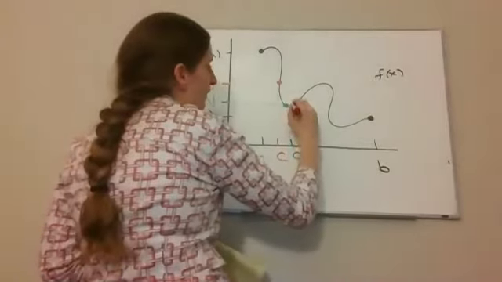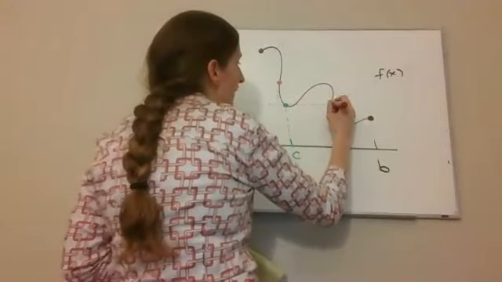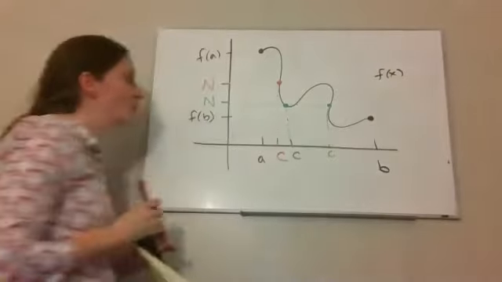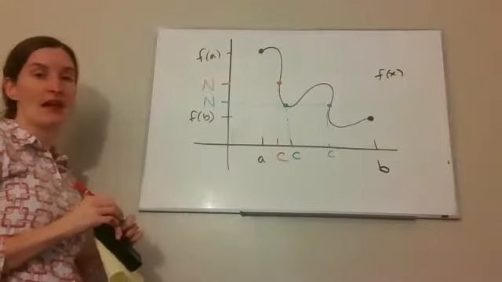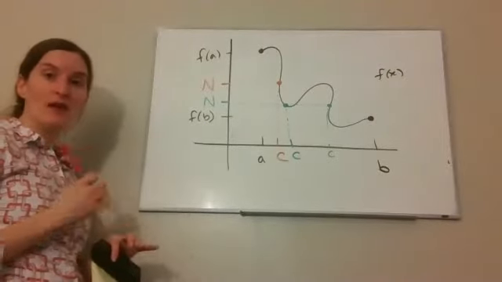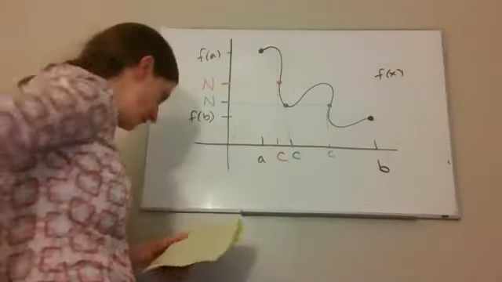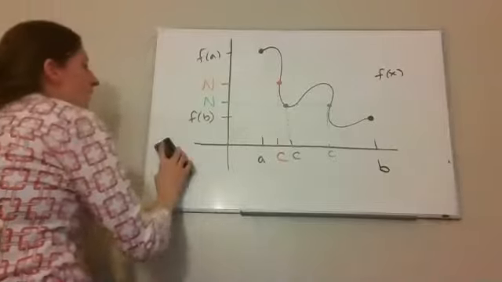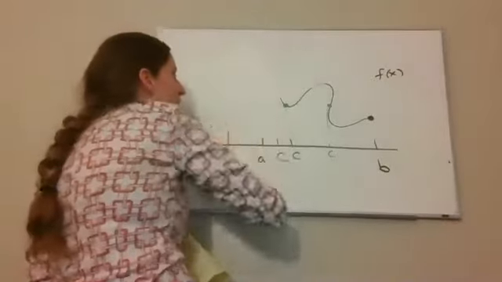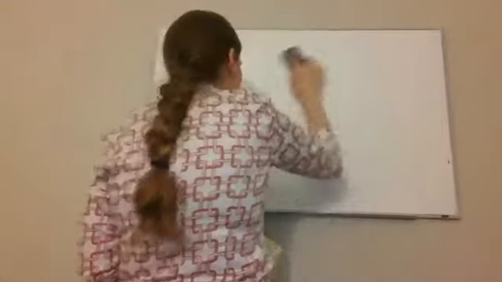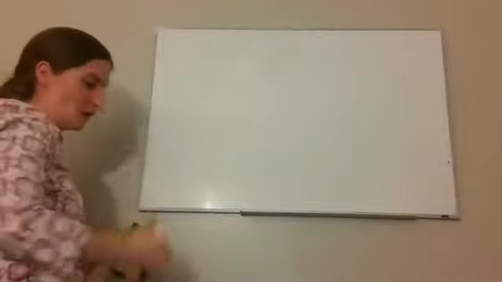And notice that there can be more than one value that satisfies it. I have another one right here that would work for that f of c equals n. It's okay to have more than one. The theorem just says there will be one that works. So let's do an example where we're going to apply this intermediate value theorem. This is one of the most common ways this theorem is used.